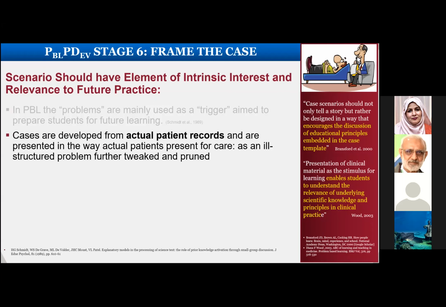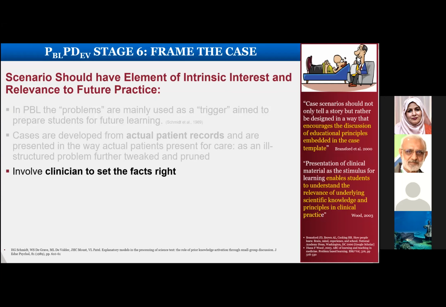Cases are developed from actual patient records and are represented in a way the actual patient presents for care, as an ill-structured problem, further tweaked and pruned. Involve clinicians to set the facts right. Whenever you are modifying the clinical scenarios, you might add or subtract something which is very crucial for the clinical situation. So the clinicians are always there to help us in finding out whether, after the revision of the case, the case is still valid enough to be considered as that specific problem or specific situation.